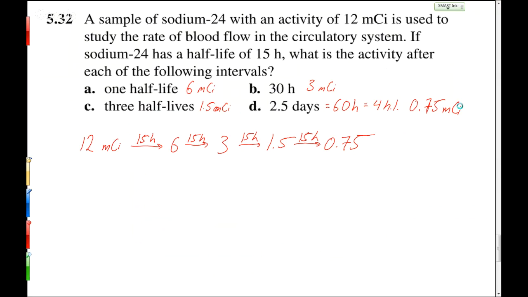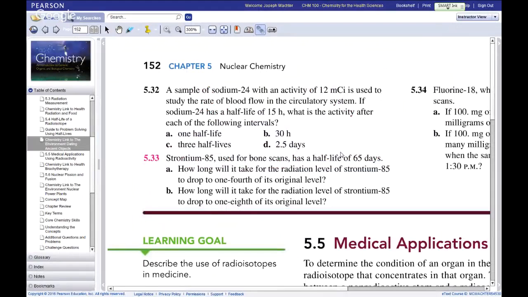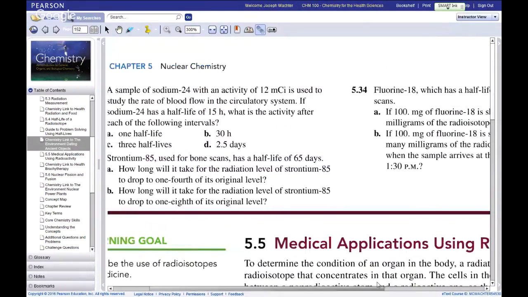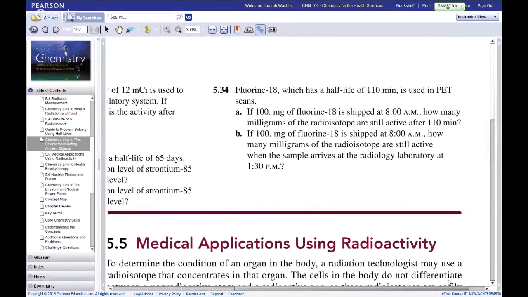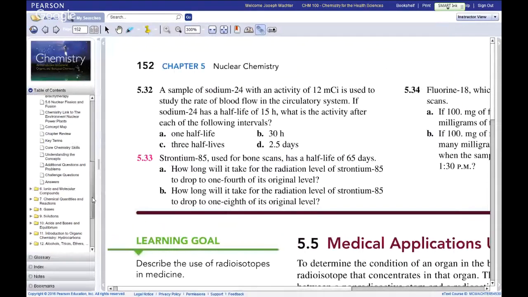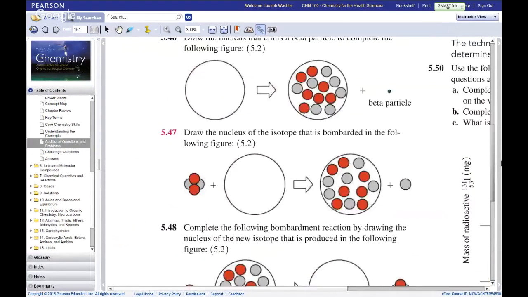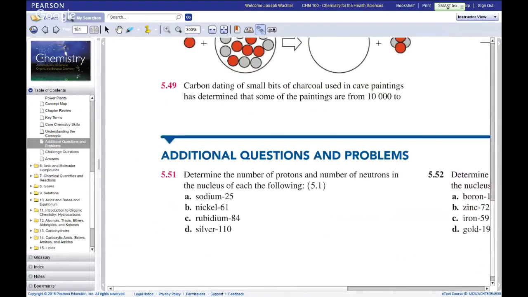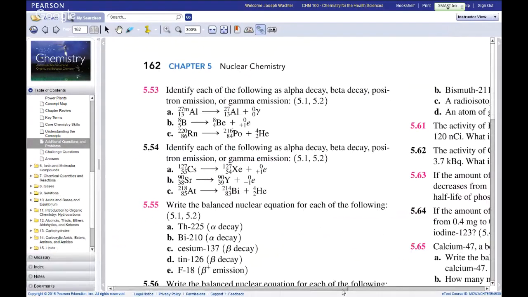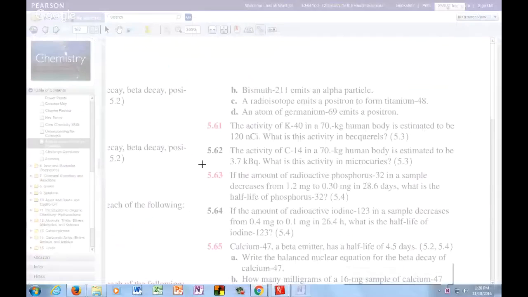All right, that's that kind of question. The other type of question like this is you can figure out the half-life based on some data. But there aren't any questions like that there. So let's see if we can find one. Otherwise, we'll just make one up. Yeah, here's one.